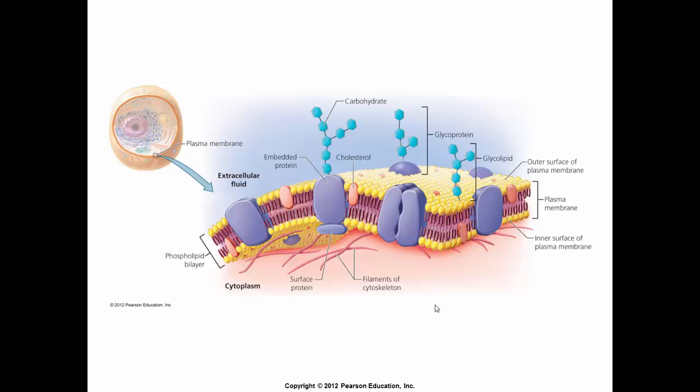You see the glycoprotein. Glyco just means it's a carbohydrate attached to a protein. The glycolipid is a carbohydrate attached to a lipid. These are all types of surface markers that will interact within the body, that act as receptors.